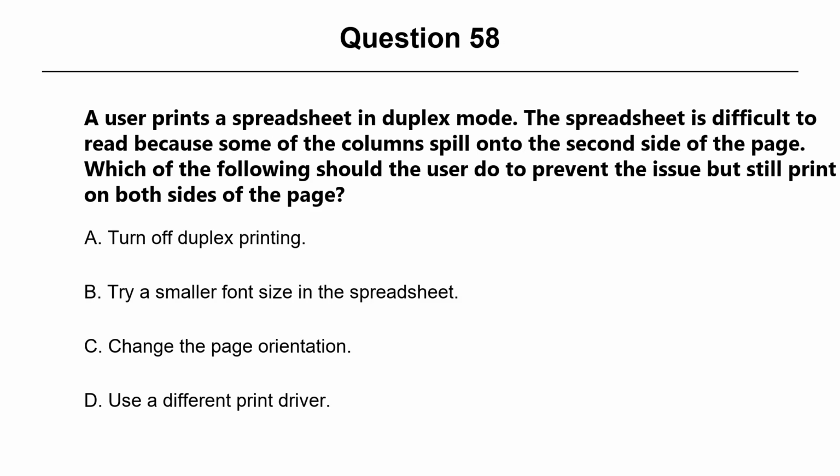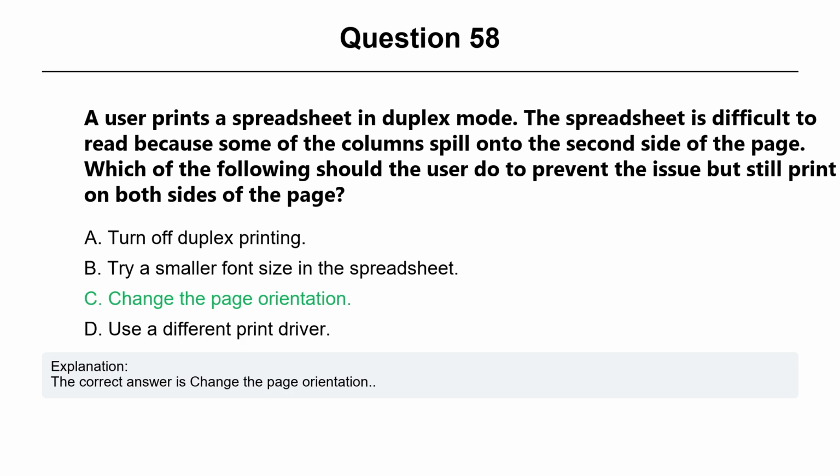Question 58. A user prints a spreadsheet in duplex mode. The spreadsheet is difficult to read because some of the columns spill onto the second side of the page. Which of the following should the user do to prevent the issue but still print on both sides of the page? Option A, turn off duplex printing. Option B, try a smaller font size in the spreadsheet. Option C, change the page orientation. Option D, use a different print driver. The correct answer is option C, change the page orientation.